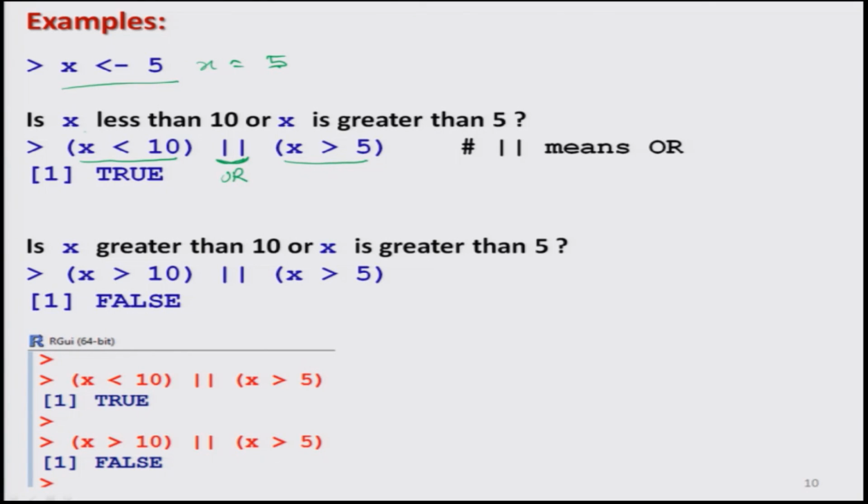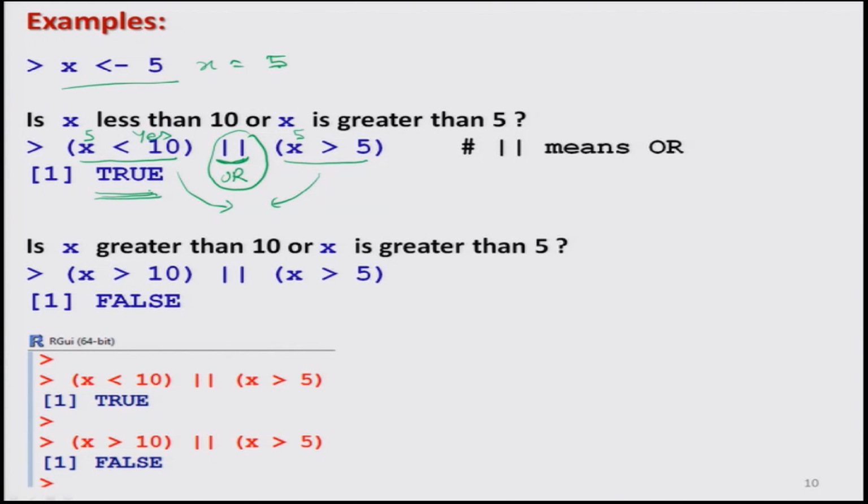So, now if you see, I have taken a value of x as 5. So, 5 is less than 10, answer is yes, and 5 is greater than 5, it is not, it is equal to 5, but here the operator is or. So, if either this statement or this statement is true, the answer will come out to be true, and that is what R is telling us, that the answer is true. I will try to operate it on the R console to illustrate it, but before that we try to understand it first.